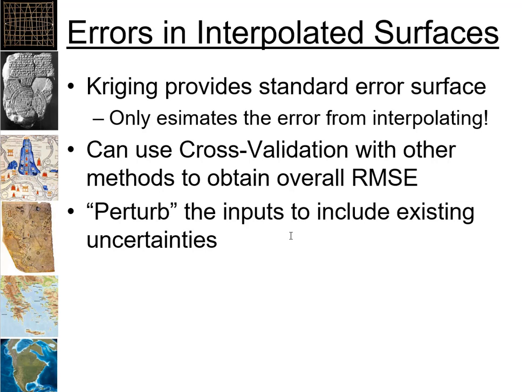Another one that's a big source of error that I don't see documented very often is interpolated surfaces. A lot of the surfaces we use, especially rasters that we use, certainly for weather, temperature, precipitation, are usually created using kriging or another interpolation method. And kriging does give an estimate of error, but the other methods don't.